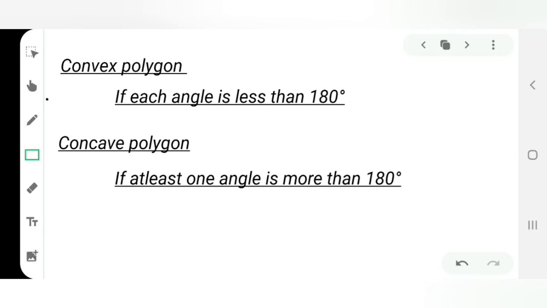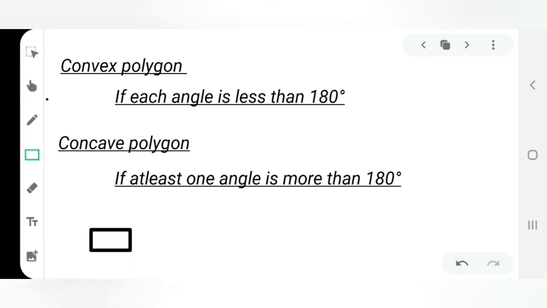Now after that, we move to the next type of the polygon, that are the convex and the concave polygons. So what is a convex polygon and what are concave polygons? See, in a convex polygon, if each angle is less than 180 degree, means any polygon whose interior angles are less than 180 degree, what will it be called?